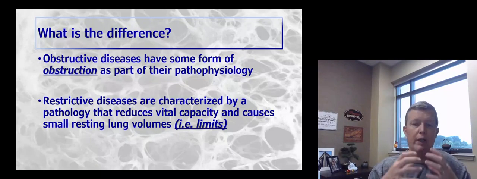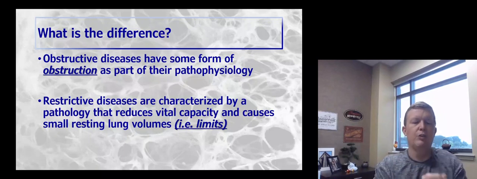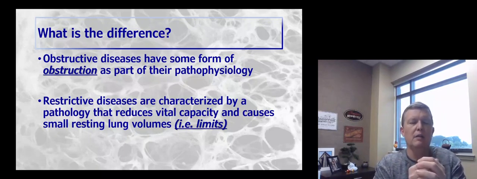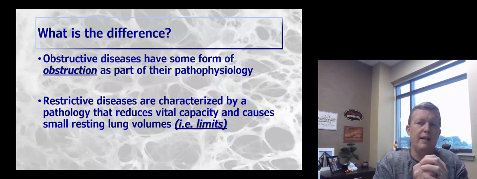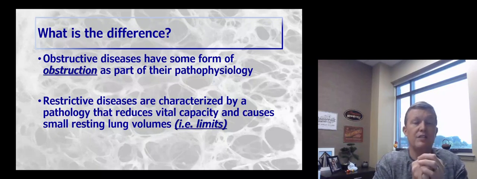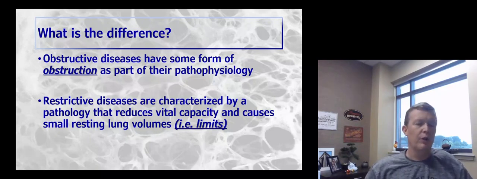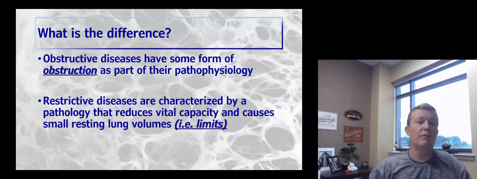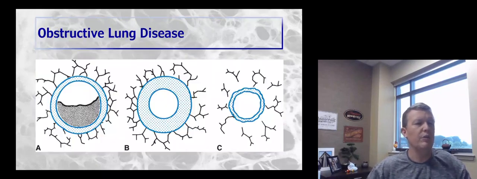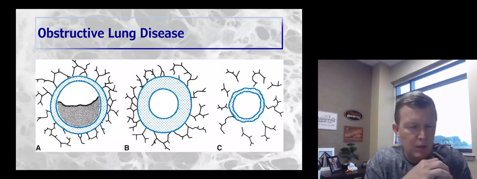If you think of trying to blow up a balloon that someone is holding in their hand, you can only inflate that so much if they're holding on tightly, because there is a restriction. So in other words, there's a limit to the capacity of the lungs to expand, whereas in obstructive disease, the limitation is based on something that's obstructing the flow either in or out. So we'll start with obstructive diseases.